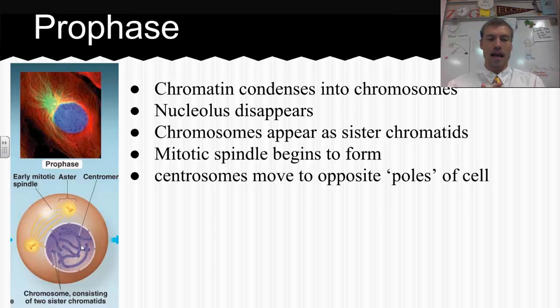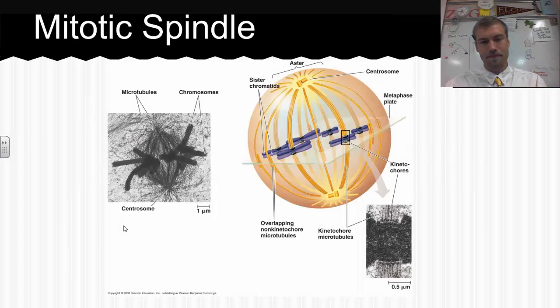Remember, they've got that X shape. And the mitotic spindle is going to begin to form. The mitotic spindle is a structure that is going to help guide our chromosomes and move them to the opposite ends of the cell. And the centrosomes are going to begin to move to the opposite ends of the cell, or what we're going to call opposite poles of the cell, similar to the north and south pole of the Earth.